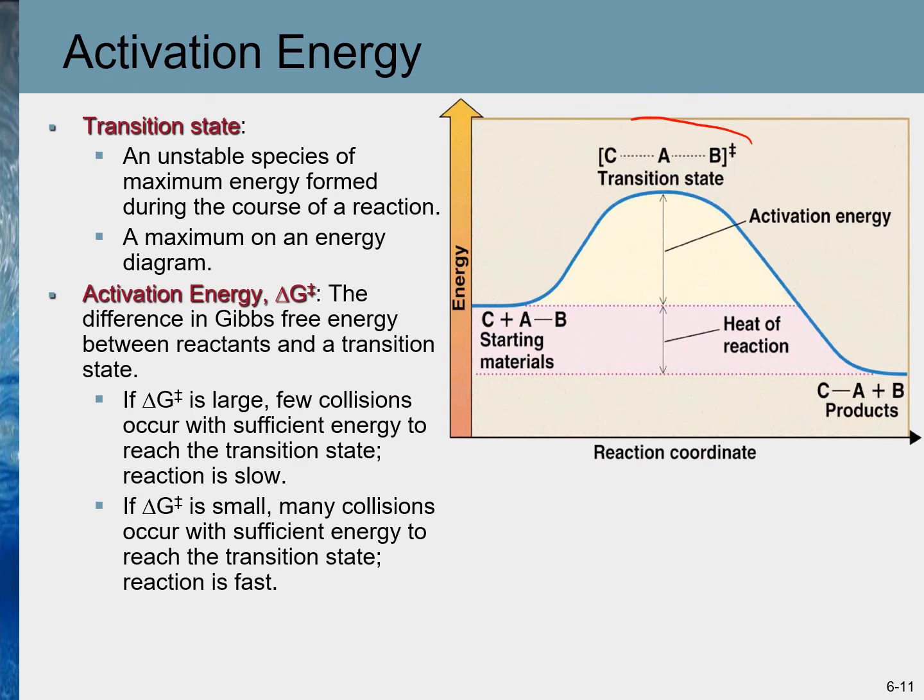The unstable state which is formed during the course of this reaction is known as the transition state. It is the height of the reaction progress curve. So it also represents the maximum amount of energy in that reaction curve. The activation energy is the difference in Gibbs energy between reactants and the transition state, or in other words, the activation energy is the amount of energy required to cross that transition state barrier.